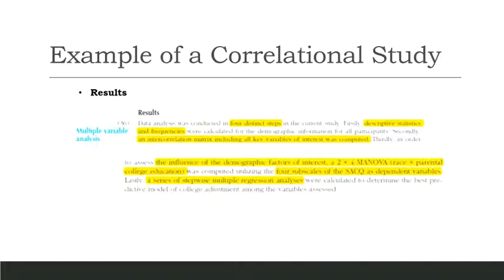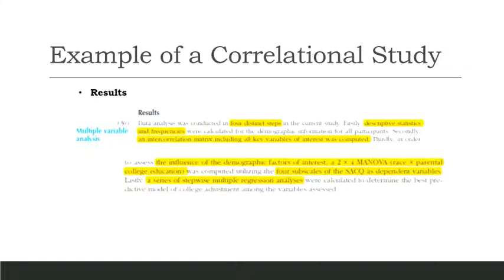Secondly, the intercorrelation matrix, including all key variables of interest, was computed. Remember that we have spoken about the criteria of evaluating a correlational study. So you would have to have an intercorrelational matrix, including all of the key variables of interest.